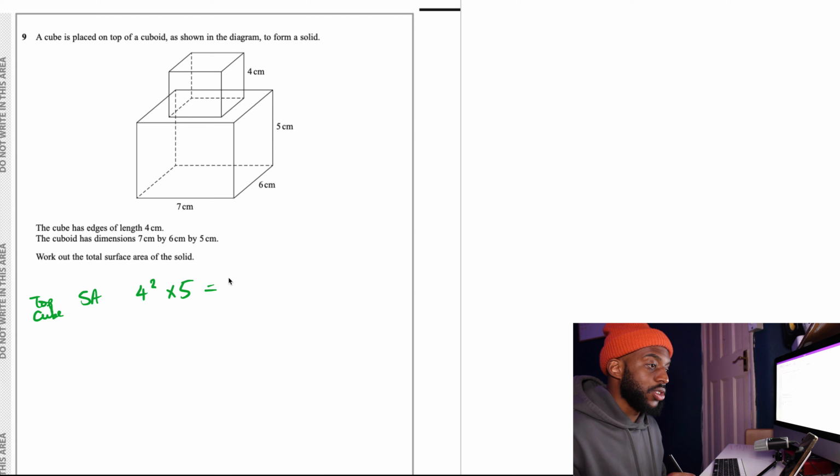Actually, before we move on, let's solve this, see what that is. So 4 squared is 16 times 5, that's going to give us 80. So 80 centimeters squared.